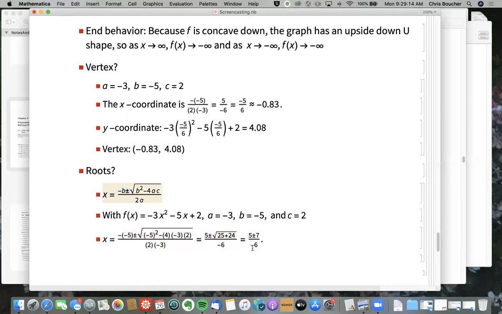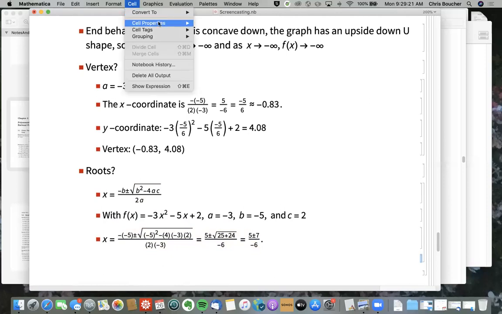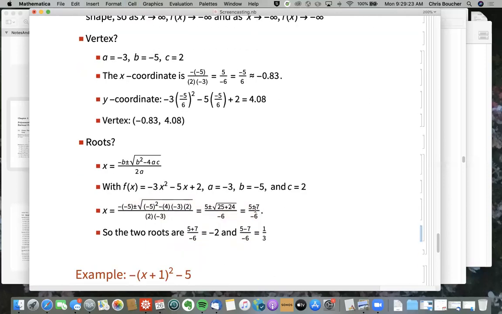The result of that is very often this answer is not one answer, but two, one if you choose plus and one if you choose minus, right? So here, if I choose plus in the numerator, I get 5 plus 7 over negative 6, which comes out to negative 2. And if I choose minus, I get 5 minus 7 over negative 6, which comes out to 1/3. So I have two x-intercepts here. Remember we said above, functions can have more than one x-intercept. So there's nothing wrong with this.